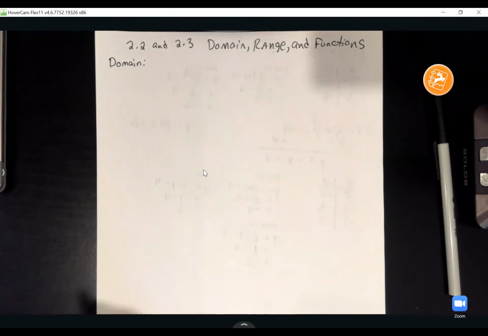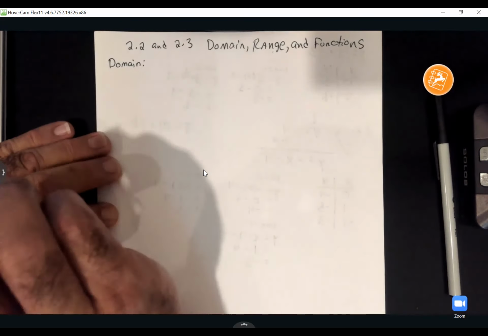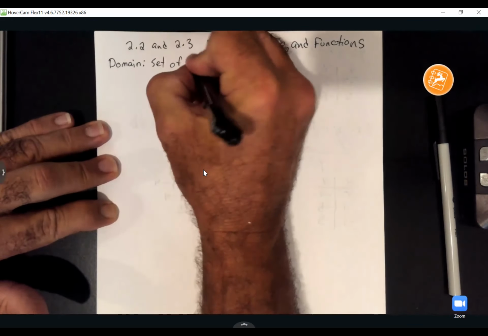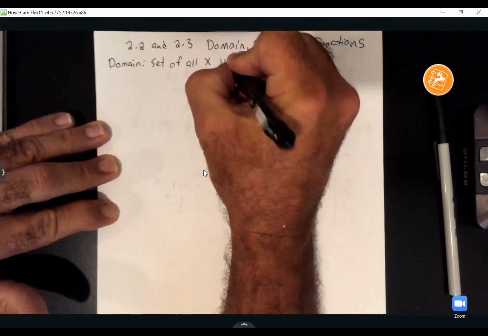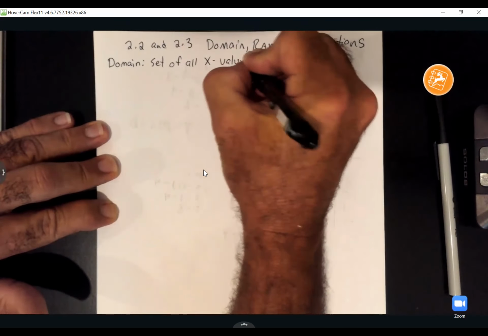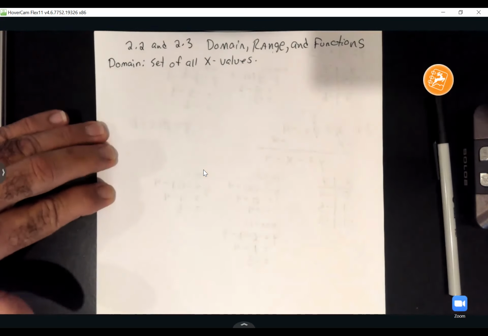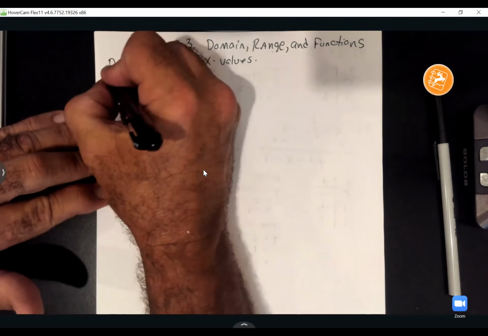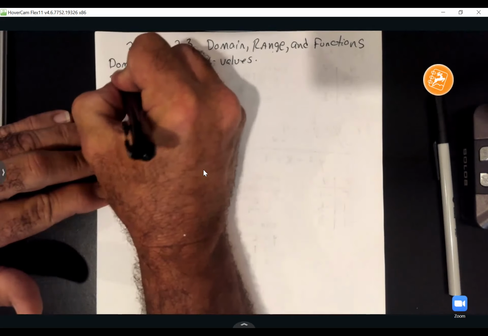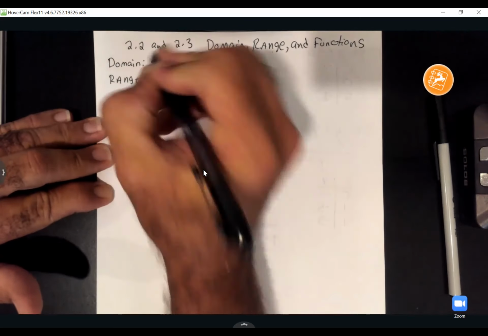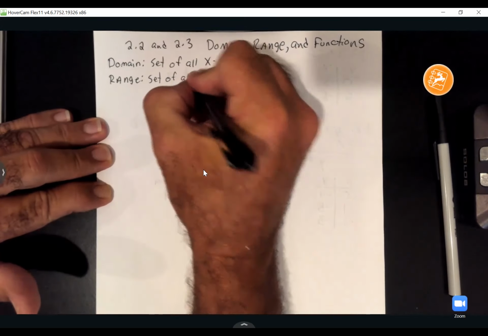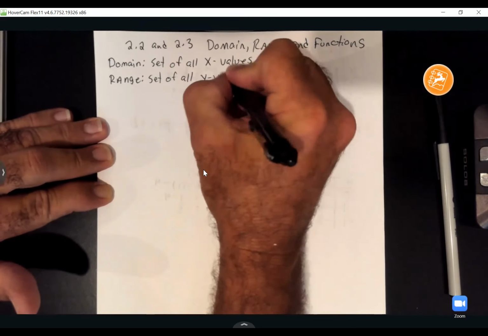All right, y'all. So the domain is the set of all x values. So it's going to be the set of all my x values, okay? My range is going to be the set of all y values.